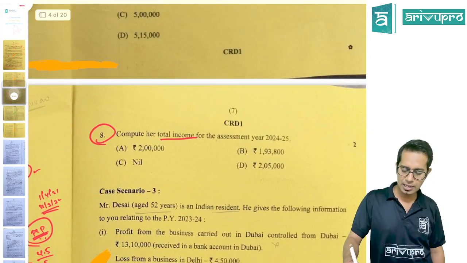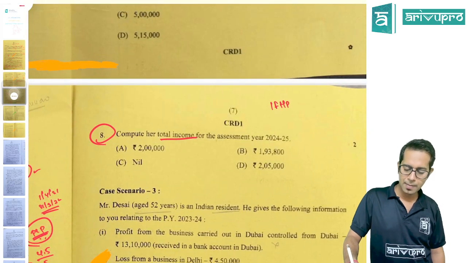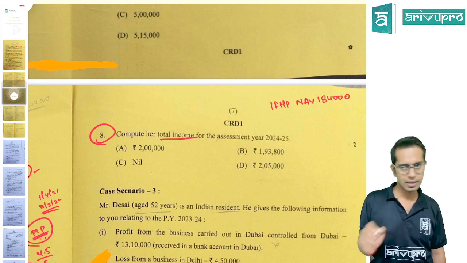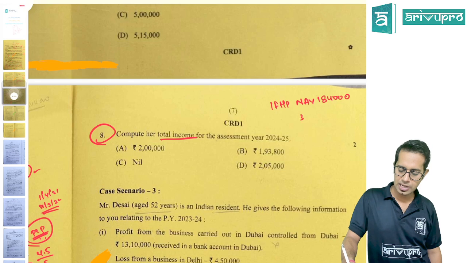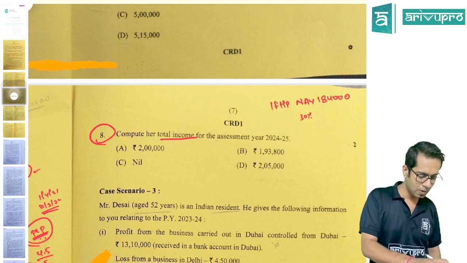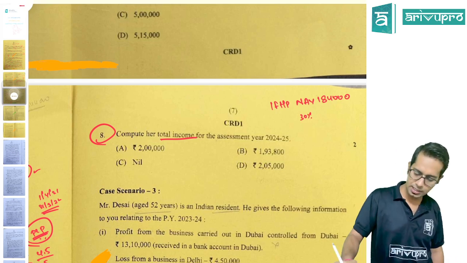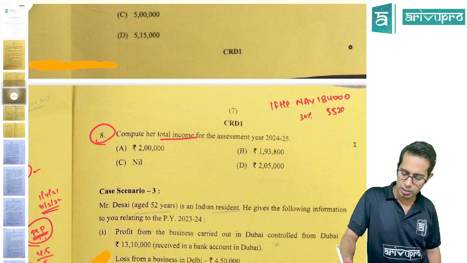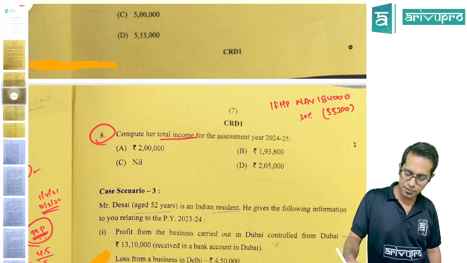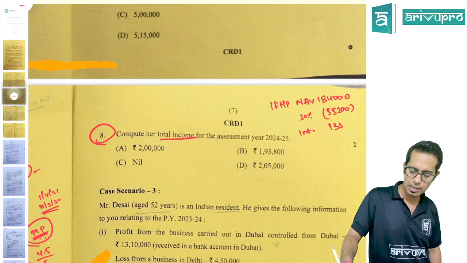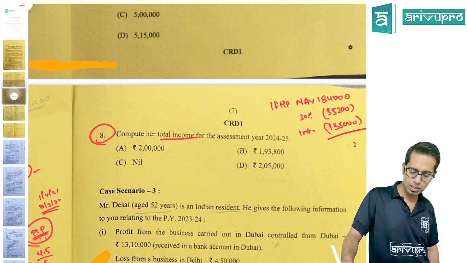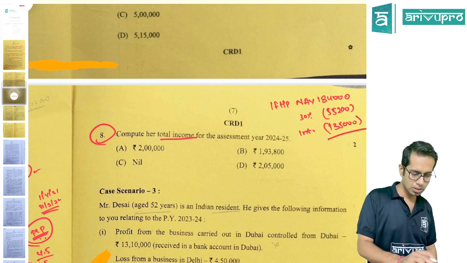My net annual value is 1,84,000. Correct? Not correct? From this, I will subtract 30% standard deduction. 1,84,000 into 0.3 is 55,200. And from this I'll subtract interest. How much is the interest amount? 1,35,000.